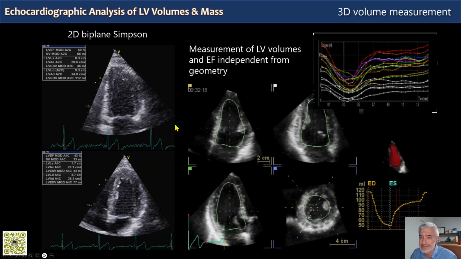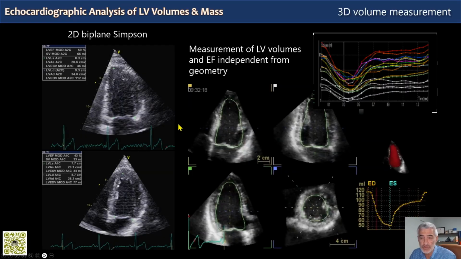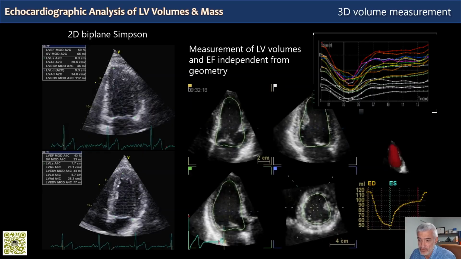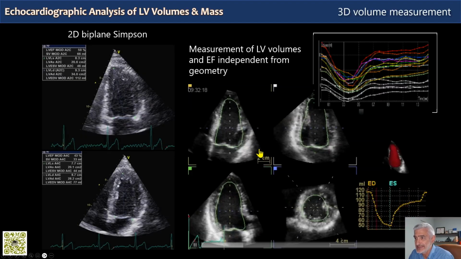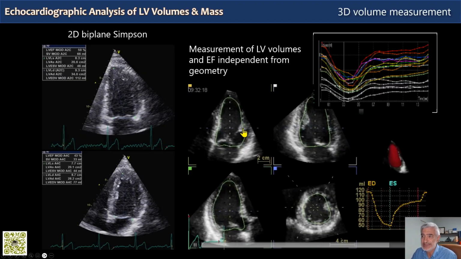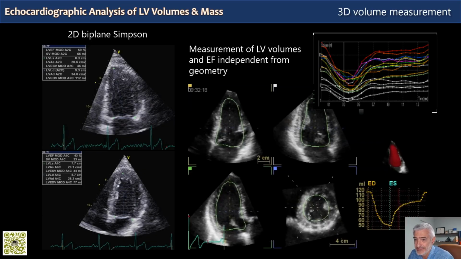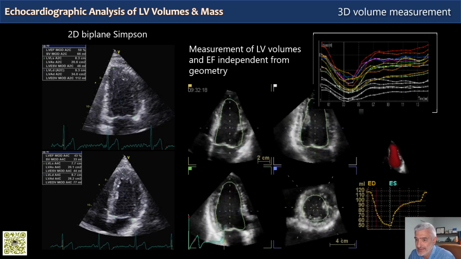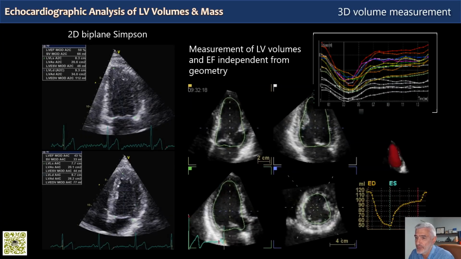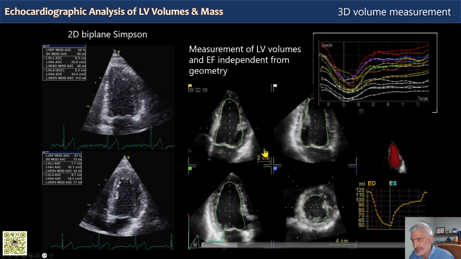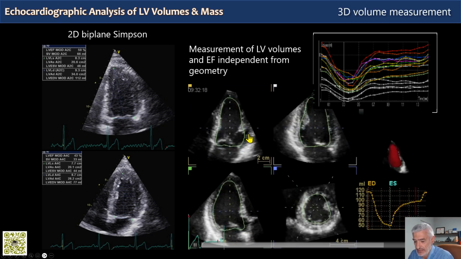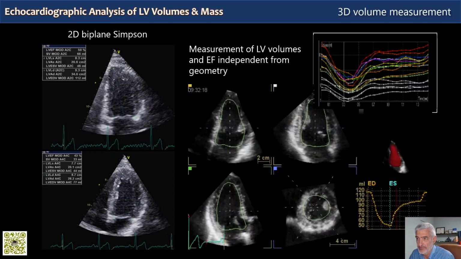The analysis still requires the intervention of the operator for quality control. This is very important. Note in this case this apparent dyskinesis here, where the papillary muscle is, in this mid-lateral segment, due to the software failure to recognize the endocardium there. So in this case, there is a need for the manual intervention of the operator.